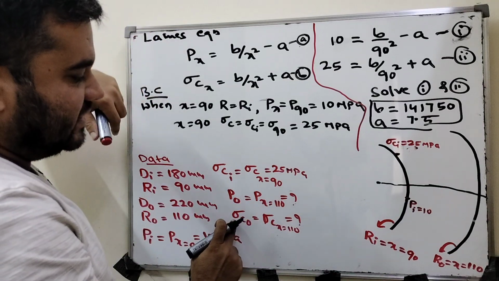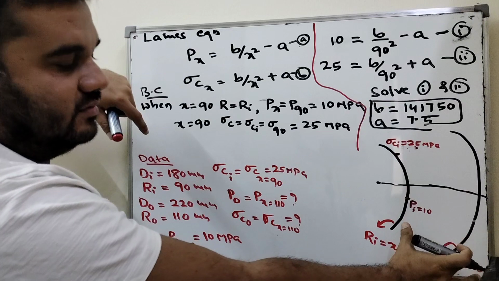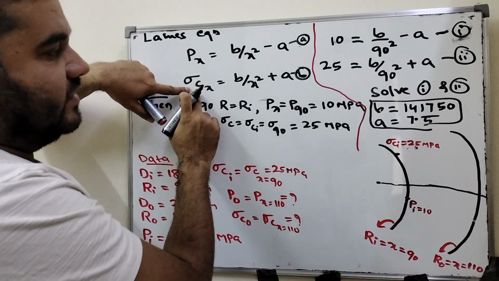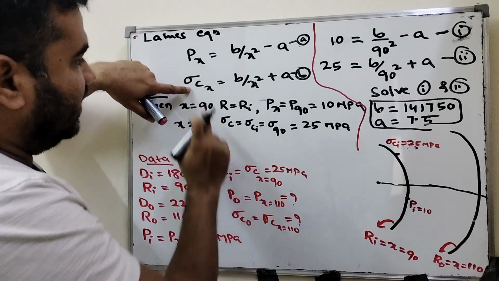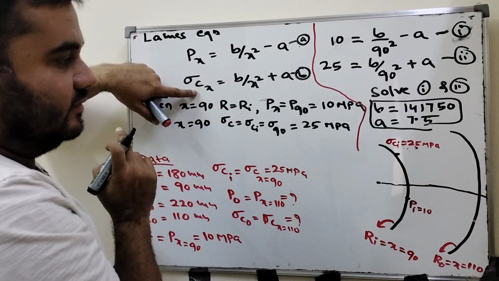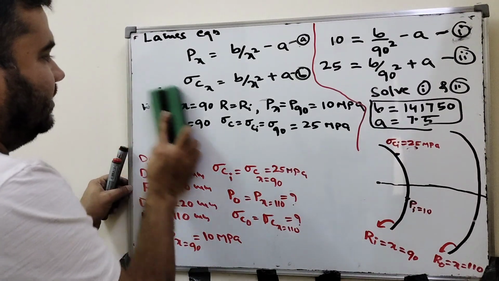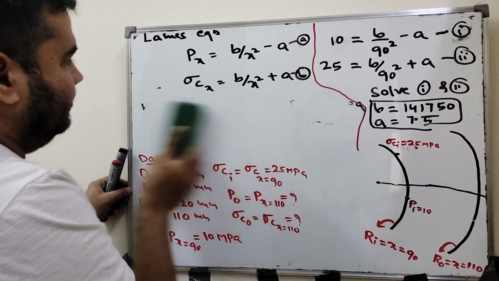Similarly, the circumferential stress at 110, at the outside of the wall, sigma c naught. We choose this equation, the Lame equation. Substitute x equal to 110, and here also 110. We know the a and b values, so we can calculate here. Now I will solve these two here. I will remove the boundary conditions and we will try to solve.